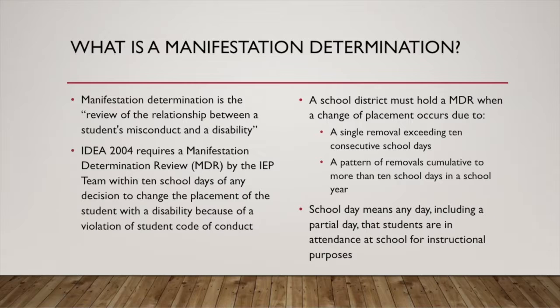So what is a manifestation determination? Manifestation determination is, this is the definition, a review of the relationship between a student's misconduct and a disability. IDEA 2004 requires a Manifestation Determination Review, or MDR, by the IEP team within 10 school days of any decision to change the placement of the student with a disability because of violation of student code of conduct. So this would have to do with like suspensions.